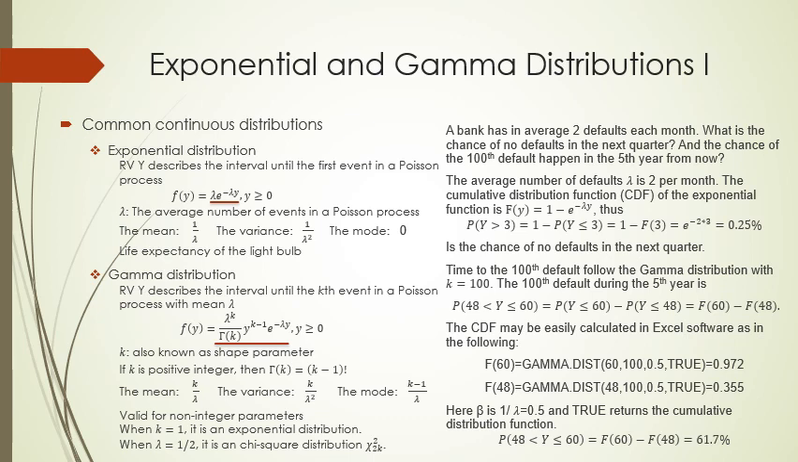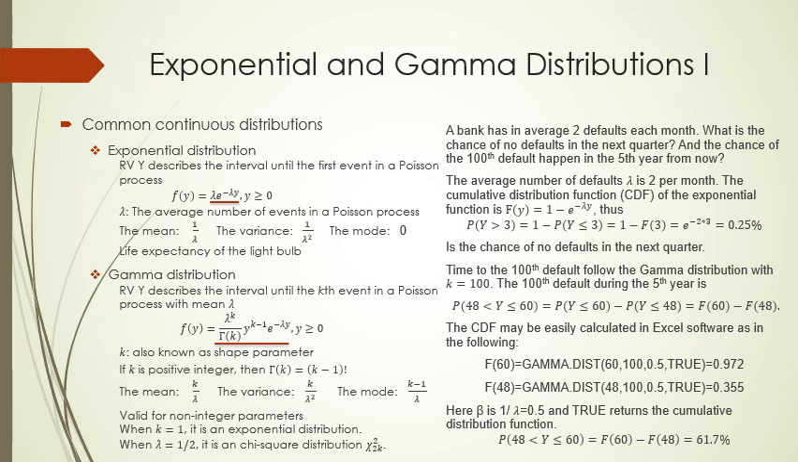Here is an interesting problem. A bank has an average of 2 defaults each month. We would like to know the chance of no defaults in the next quarter and the chance of the 100th default happening during the 5th year. We may assume default is the event in a Poisson process. The average number of defaults, lambda, is 2 per month.